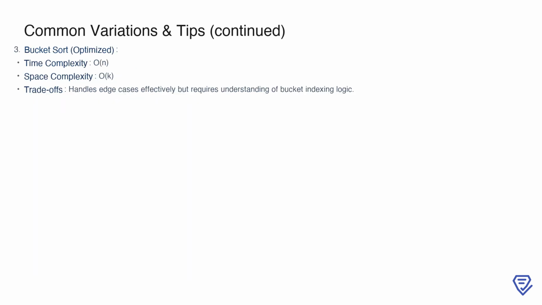Another alternative is the bucket sort approach, which is a more advanced optimization. It has a time complexity of O(n) and a space complexity of O(k). This method is particularly effective at handling edge cases, but it requires a solid understanding of how bucket indexing works. While it's not as intuitive as the sliding window or hash map approach, it can be a powerful tool in your arsenal for solving this type of problem efficiently. Ultimately, the choice of approach depends on the specific constraints of the input and the trade-offs you're willing to make between time and space complexity.